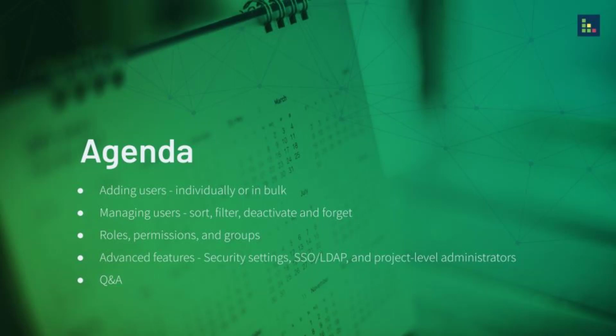So these are the key topics that we're going to be covering today. We're going to be working on adding users, either individually or in bulk, and how that system works. We're going to be managing our users, how to sort, filter, deactivate, and forget, and do some different bulk options. We're going to get into the different roles, the individual permissions that each role can have, and how to use user groups effectively. We're also going to talk about some advanced features like security settings, getting into SSO and project level administrators. And if we have some time, we are going to try to jump in and do some Q&A towards the end.